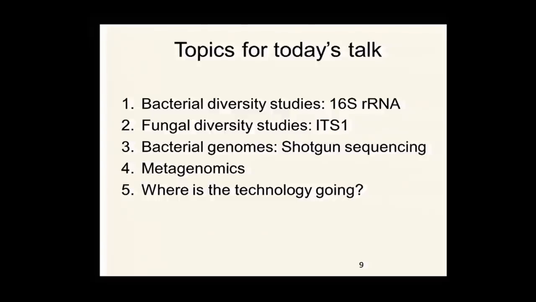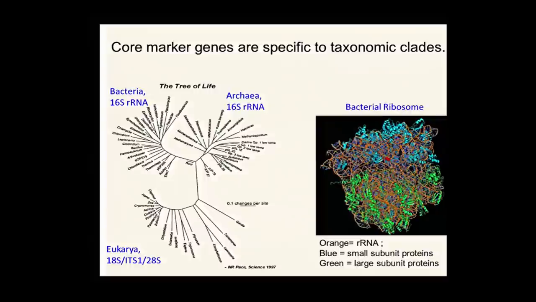Then I'm going to talk about how we used a similar method but had to develop a slightly altered pipeline to look at fungal diversity. Then I'm going to talk about bacterial genomes and how we look at genome sequences of the full genome. Then we're going to combine all of this and talk about metagenomics, which is just shotgun sequencing of the entire microbial community. And then in one slide, I'm just going to talk about where this technology is going, and I hope I remember to talk about where NIH is going with this.